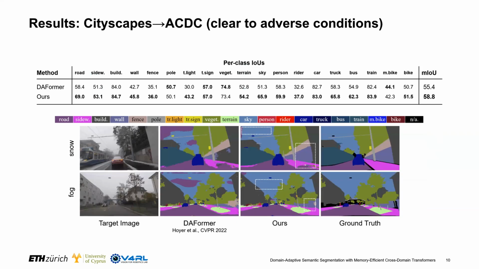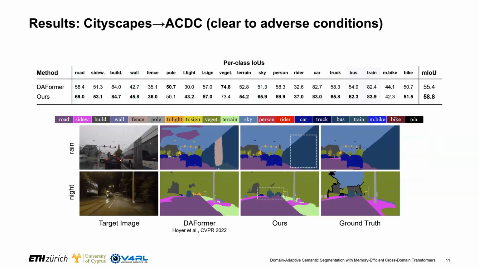We also evaluate our approach on the cityscapes to AC/DC benchmark, where the goal is to adapt from clear to adverse weather conditions. In this case, the improvement of our approach over DA-Former is even more significant. For instance, we can see that our method does a better job at distinguishing between road and sky, achieves better segmentation for walls, and is also less prone to predict wrong labels on parts of vehicles, such as buses or trains.